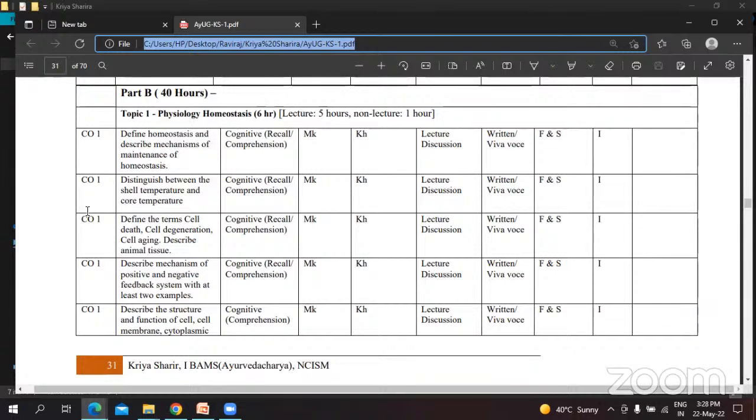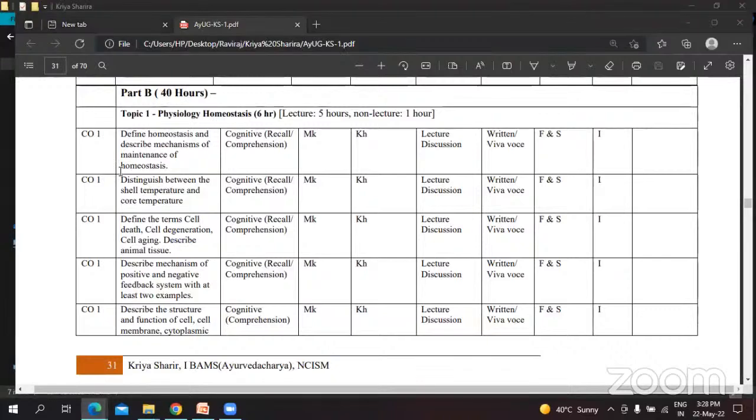So can somebody read CO1 here, course outcome? Nitin Jadhav.